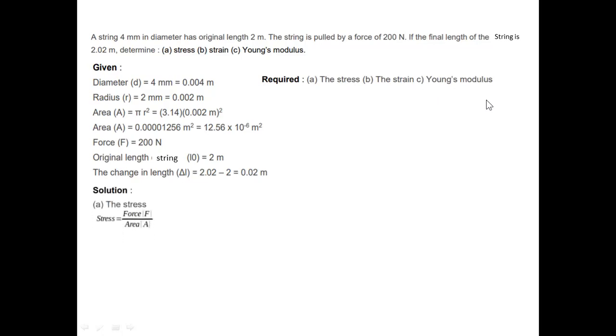Now, the solution proceeds for letter A as the stress is equal to force all over area. Plugging in the values, this gives us 200 newtons all over the cross-sectional area, which was solved at the given part at 12.56 times 10 raised to negative 6 meters squared, gives us this value as 15.92 times 10 raised to 6 Newton per meter squared. Or this is also equal to 1.592 times 10 raised to 7 Newton per meter squared.